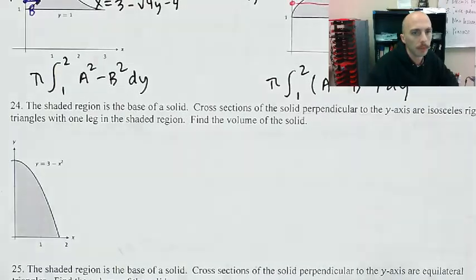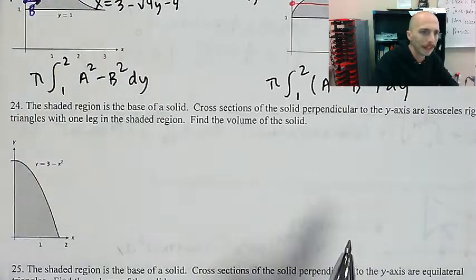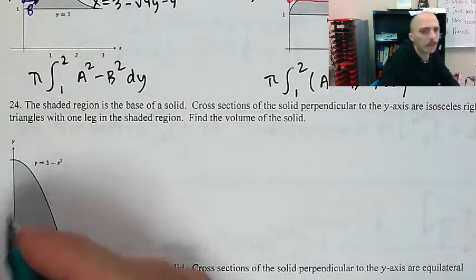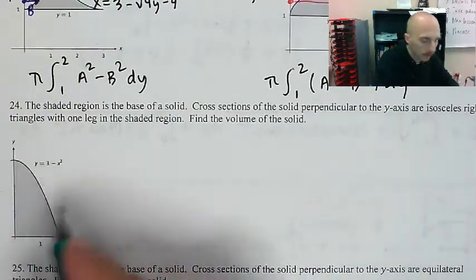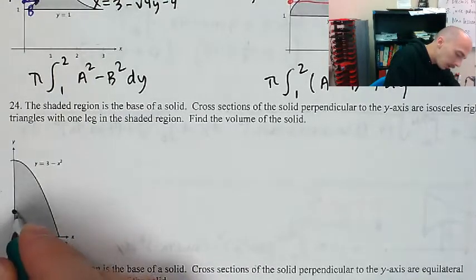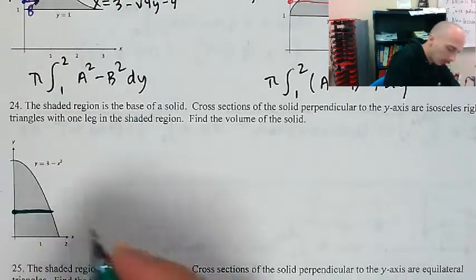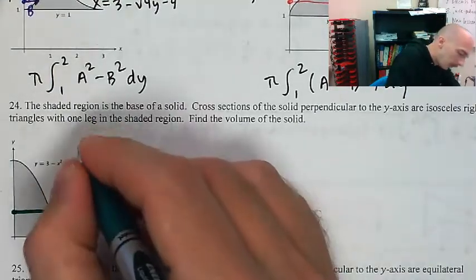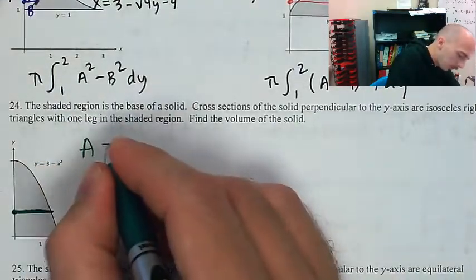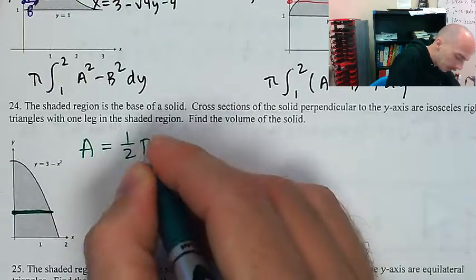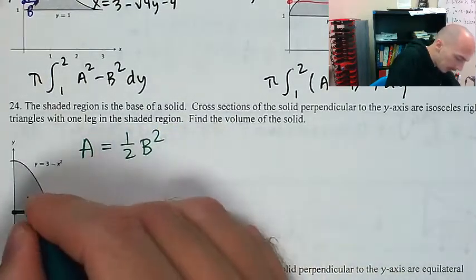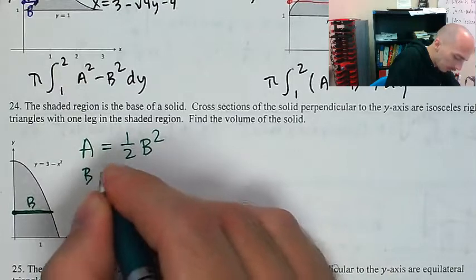The shaded region is the base of a solid. Cross sections perpendicular to the y-axis are isosceles triangles with one leg in the shaded region. Basically, that just means that it's not the hypotenuse that's laying along the region perpendicular to y. Okay, so that's a cross section perpendicular to the y-axis. We know that the area of an isosceles right triangle is 1/2 times the base squared. And then the base is right here, because that's one of the legs.